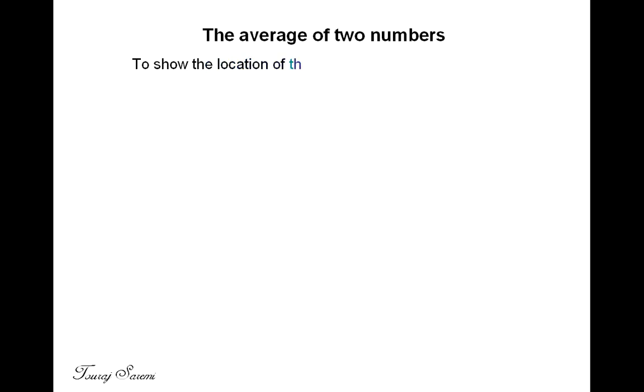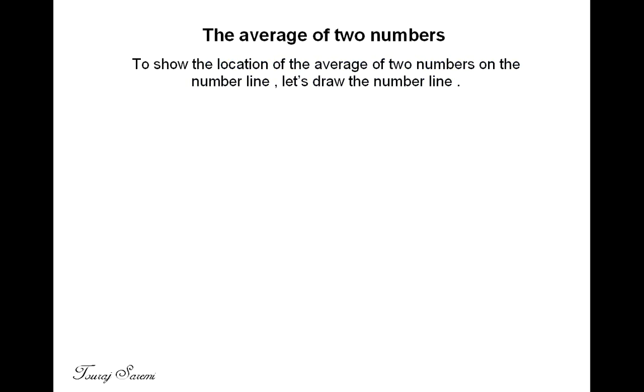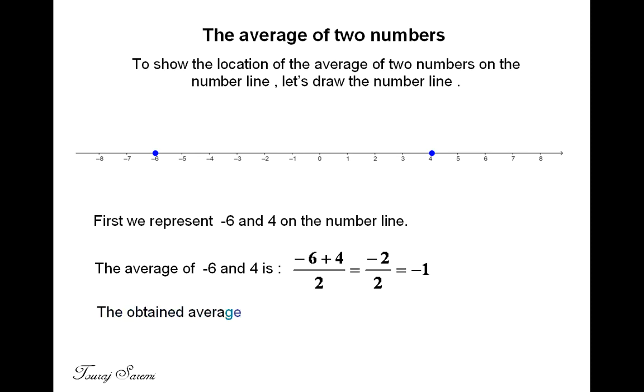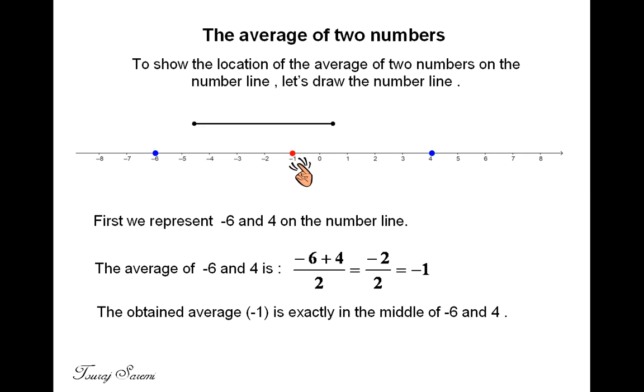To show the location of the average of two numbers on the number line, let's draw the number line. First, we represent minus 6 and 4 on the number line. The average of minus 6 and 4 is minus 1. The obtained average is exactly in the middle of minus 6 and 4. So we call it the midpoint.